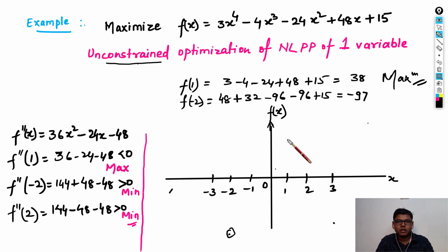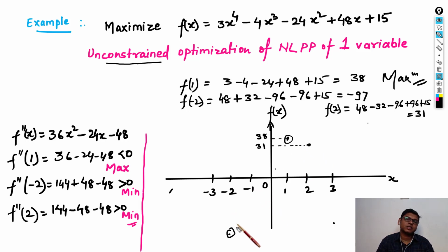You see, this is one point, this is one point. So at -2 it is a minima, that means it's here at this point, and we are getting a maxima at this point. And what about 2? Just check f(2): this is 48, and this is minus 32, plus 96 and plus 15. So this cancelled, 48 and 15 is 63, minus 32 is 31. So it's coming to 31. This is 38, so 31 will be somewhere here at 2. So this is the point. Okay, so we have got 3 points.